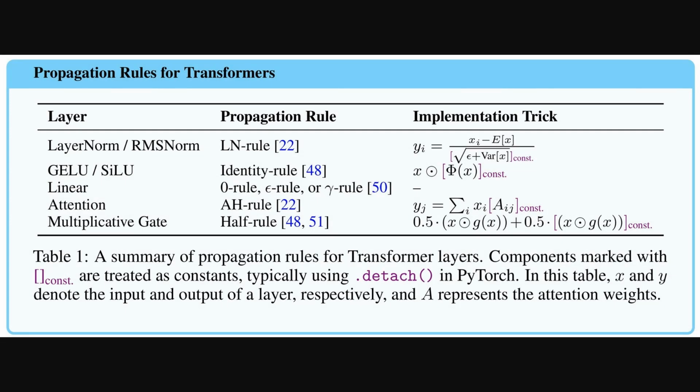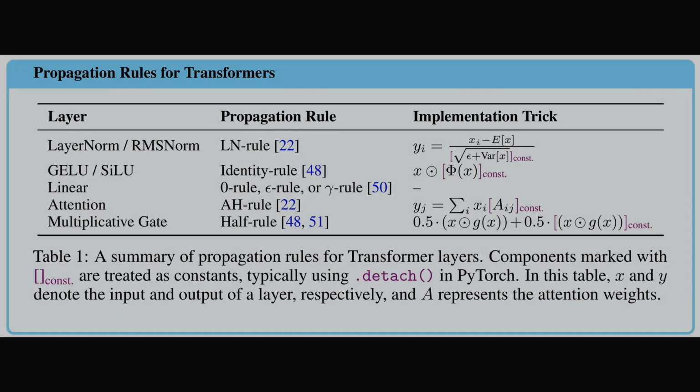So, while the previous figure contrasted faithfulness across models, Table 1 summarizes the propagation rules that make the relevance signal stable and sparse. The table lists layer norm, activation functions like GELU or SILU, linear layers, attention, and multiplicative gates, each paired with an LRP rule and a simple implementation trick. Treating certain terms as constants during backprop helps conserve relevance, which reduces noise. These rules matter because RelP depends on accurate propagation coefficients to replace shaky local gradients.